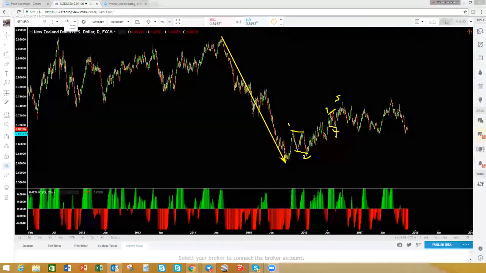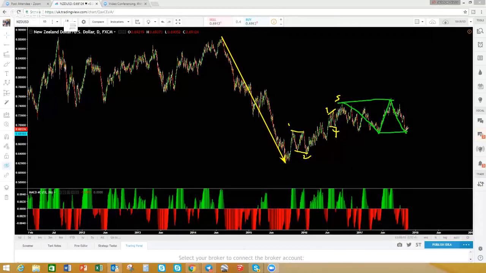You get a 1, you get a 2, you get a 3, giving you this regular flat in the middle, and then another wave to the upside, giving you A, B, C. So I'm anticipating reversal here. Okay, anticipating reversal. See if we're gonna get that reversal.